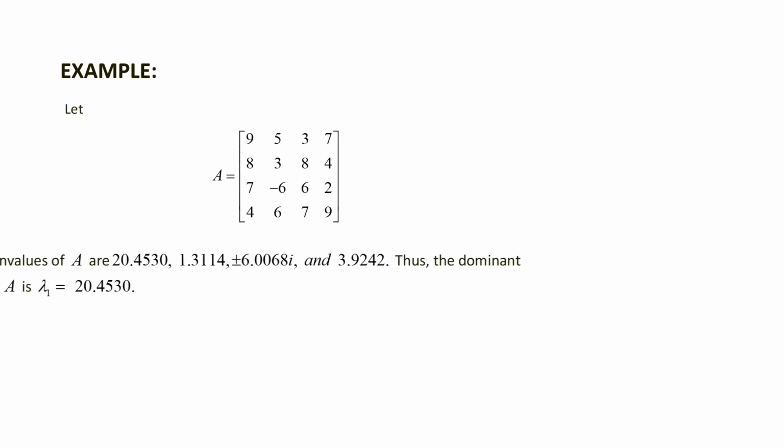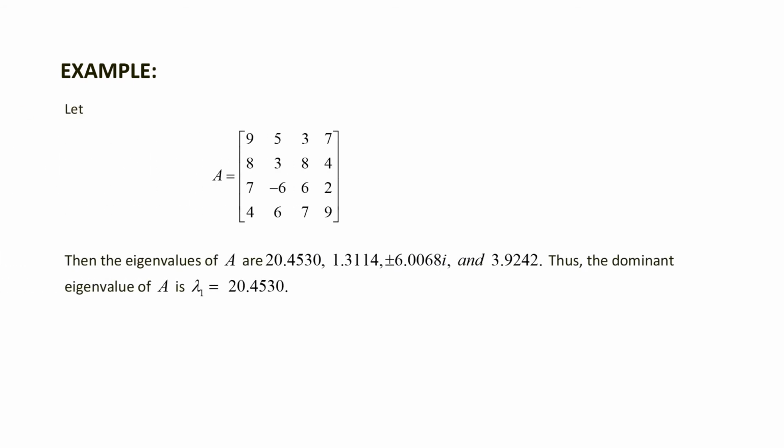Another example. A is a given matrix of order 4 cross 4. This matrix has 4 eigenvalues, which are given here. These two are complex eigenvalues. Thus, the dominant eigenvalue is lambda 1, which is 20.453. Now we use the power method to obtain lambda 1 and the corresponding eigenvector.